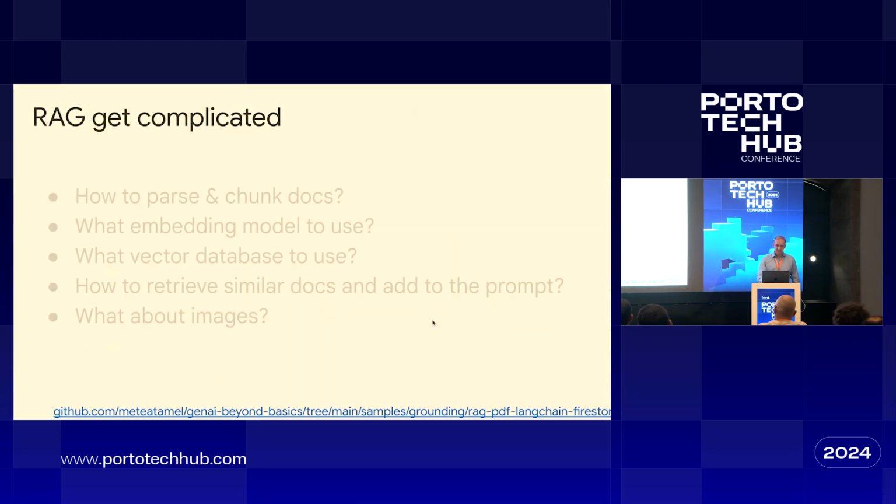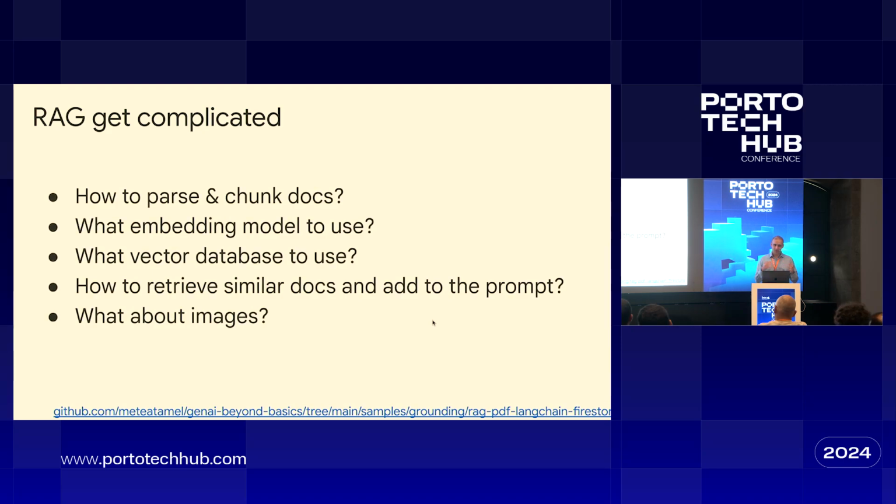But as you see, it's quite complicated, right? How do you parse these documents? What's the right way of parsing them? What embedding model to use? What vector database to use? How do you retrieve the similar documents? What algorithm do you use? What about images? If you have images in documents, what do you do about them? So you need to all of a sudden figure all of these out yourself, but that's what you have to do if you cannot rely on the easy way of grounding.